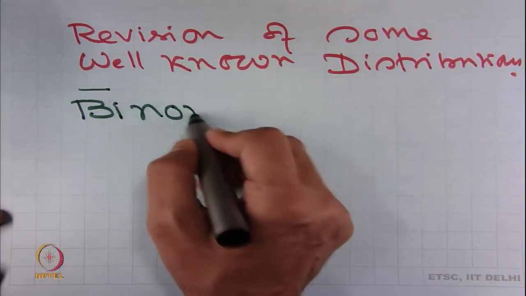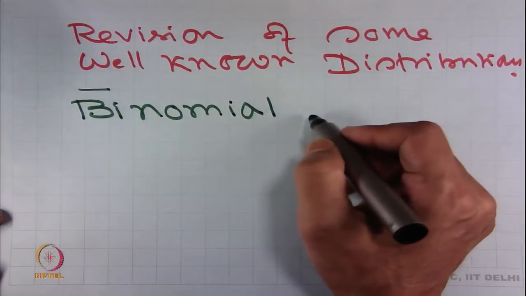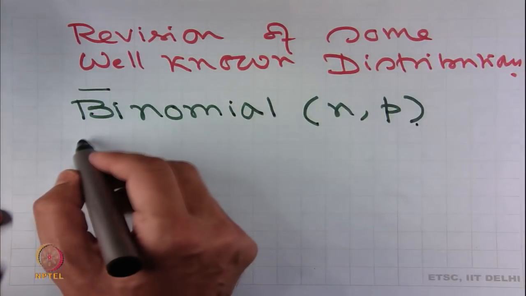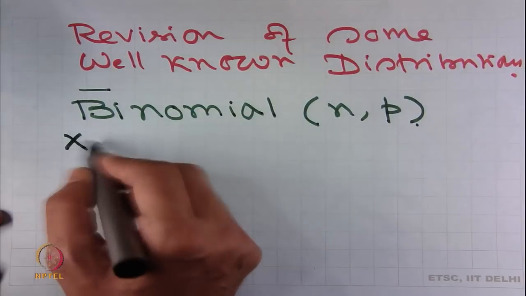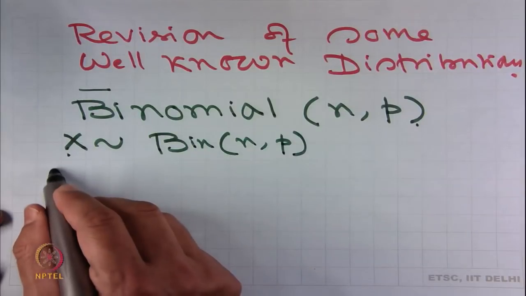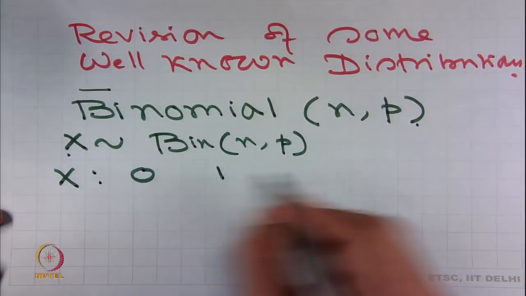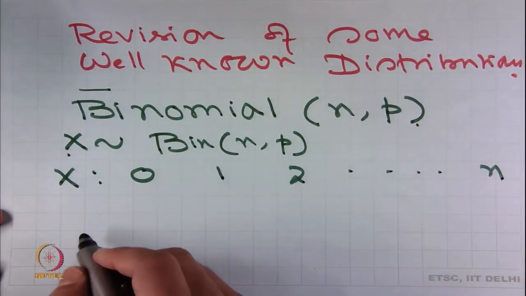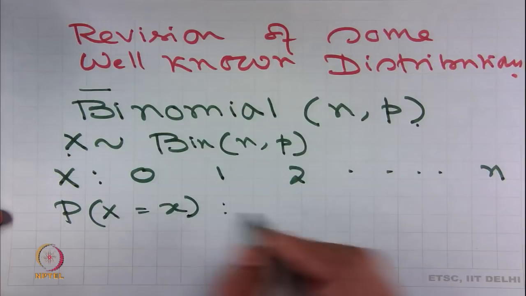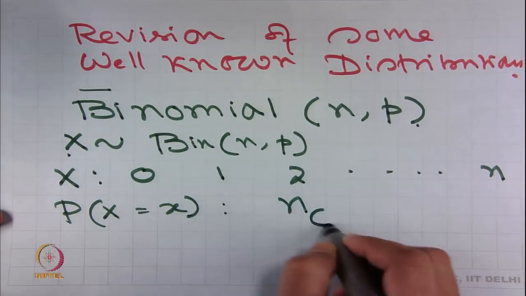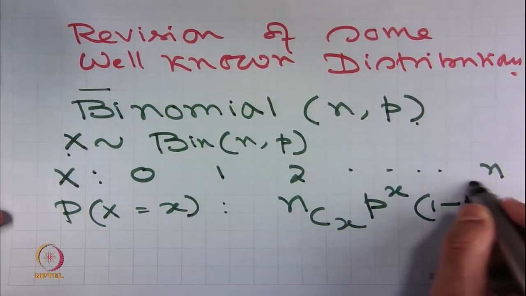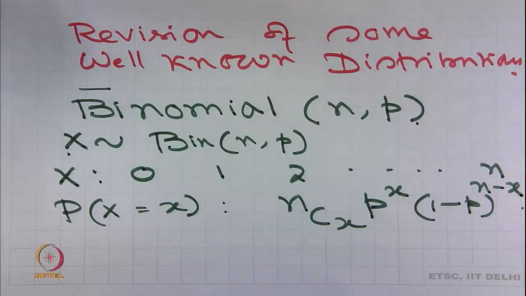The first one that I look at is binomial. It has two parameters n comma p. It takes values. If x is a random variable which is binomial with parameters n comma p, then the possible values for x are 0, 1, 2 up to n, and probability x is equal to x, that is the probability mass function at x is equal to n c x p to the power x 1 minus p whole to the power n minus x. This all of you should know.